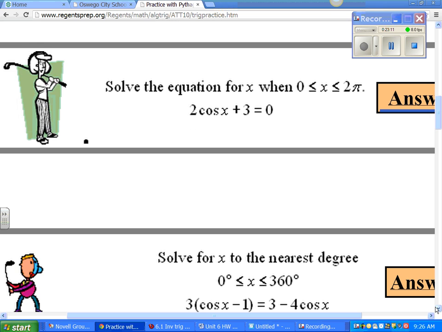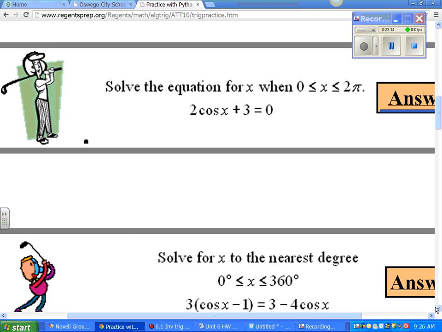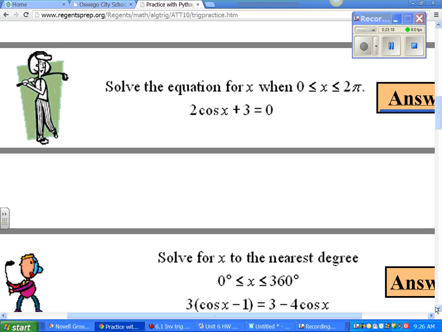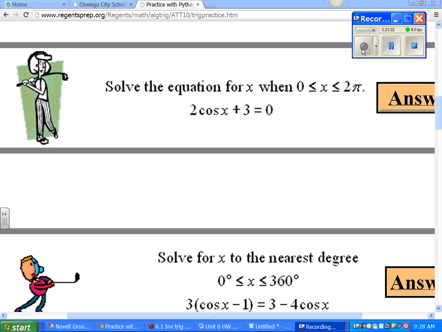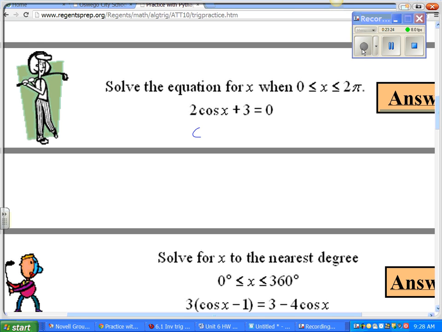Go ahead, guys. What's the interval? 0 to 2 pi. So your answers are going to be in terms of radians. Good. So go ahead and give it a shot. This should be really quick. All right. So you should have subtracted 3 and divided by 2, right?